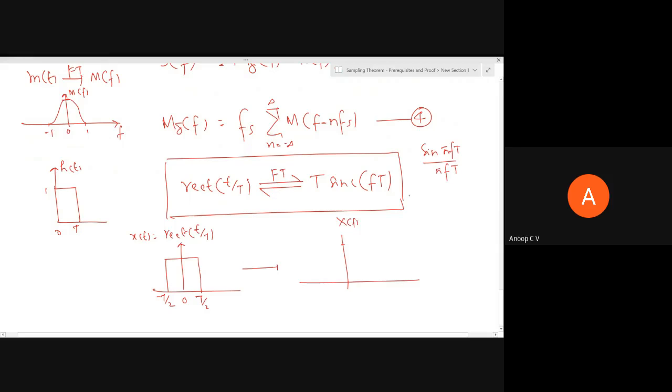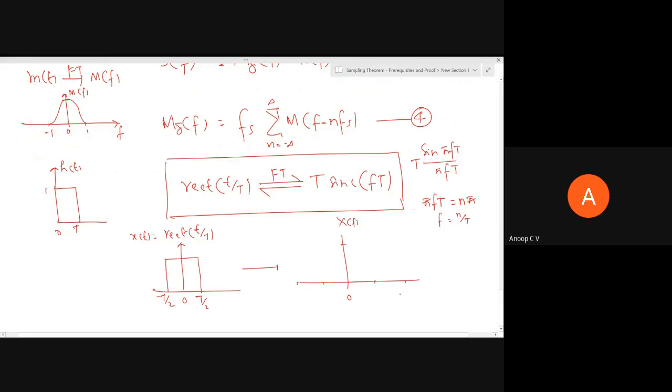It will have its maxima at f equal to 0, and that will be equal to T, and it will pass through zeros. To find for what values of f it passes through zeros, pi f T should be equal to integer multiples of pi. So pi and pi get cancelled, and f is equal to n by T. So for integer multiples of 1 by T, it will pass through 0. I can draw it like this.